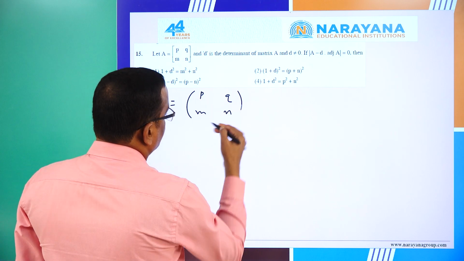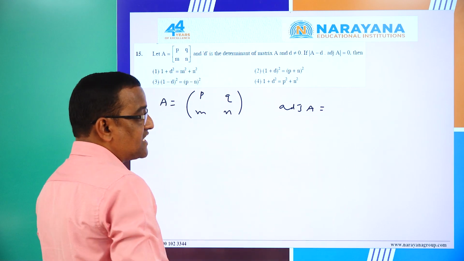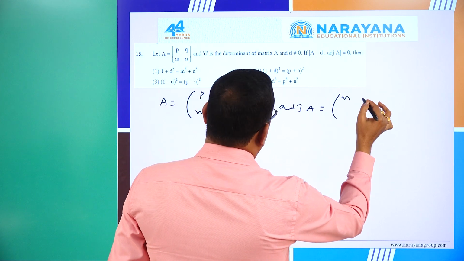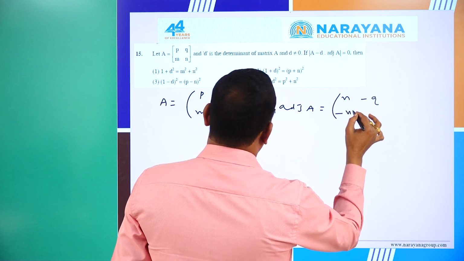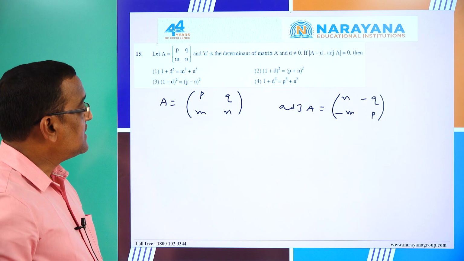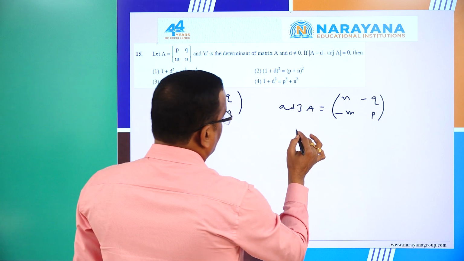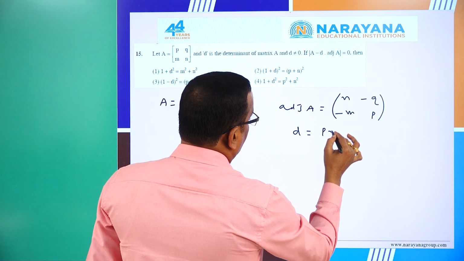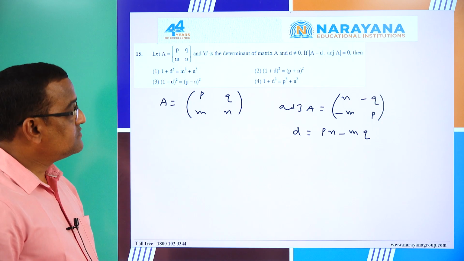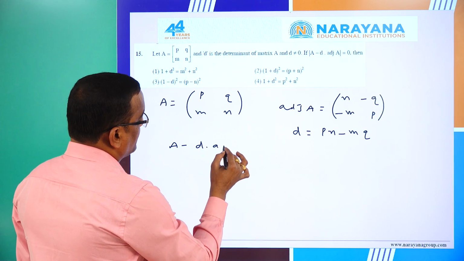What is this adjoint A? We know for a 2 by 2 matrix a b c d, adjoint A is d, minus b, minus c, a. Here d is n, minus q, minus m, p. This is adjoint A. And D is the determinant of this one. D is pn minus mq.